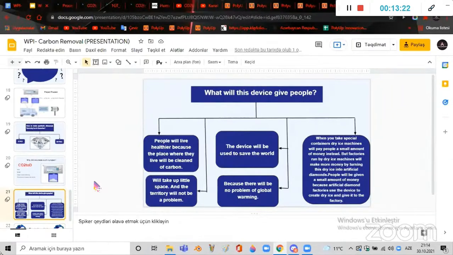When you take a special container, dry ice machines will pay people a small amount of money instead, but factories run by dry ice machines will make more money by turning this dry ice into artificial diamonds. People will be given a small amount of money because artificial diamond factories use the device to create dry ice and give it to the factory.